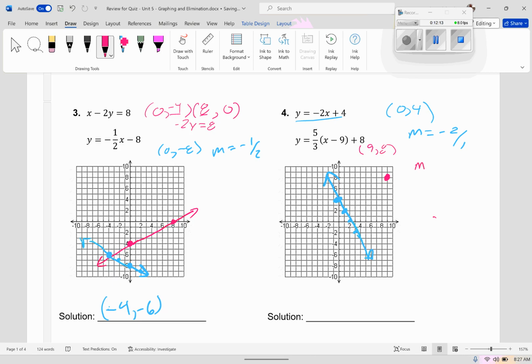I have a slope of 5 over 3. So if I go up 5, right 3, I'm off the graph. So how about I go down 5 and left 3? If I go down 5, left 3, there we go. We got them intersecting. It looks like they intersect at 1, 2, 3, 4, -2.